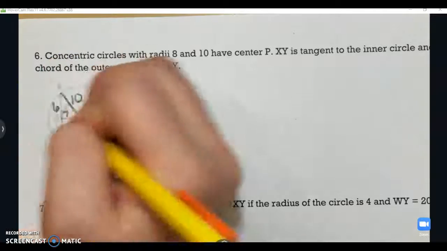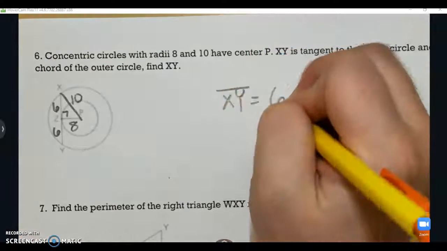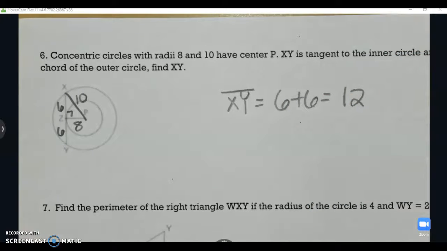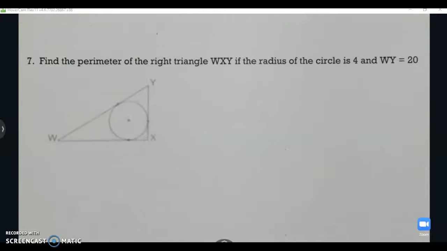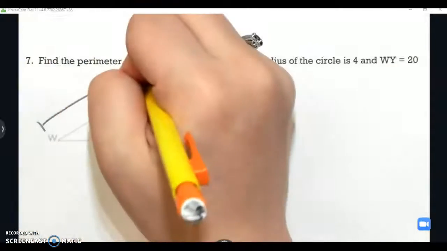So XZ is 6 and YZ is 6, meaning that XY would be the sum of those two and a grand total of 12. All right, last one for 10-4. Find the perimeter of the right triangle WXY if the radius of the circle is 4 and WY is 20. So this is going to be another walk around problem.